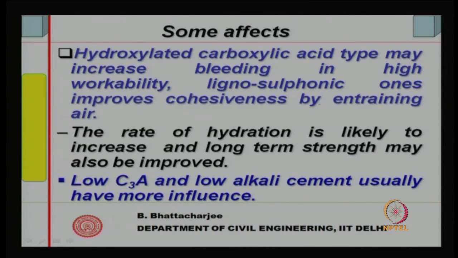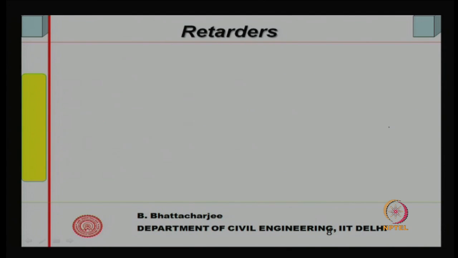Low C3A, low alkali cement usually have more influence. Alright. So, C3A should be low, because as we have seen in many cases, alkalis and C3A can interfere with the superplasticizer's action, and thus it is better that you have low C3A and low alkali cement. So, this was water reducing agents, plasticizers, superplasticizers and hyperplasticizers.